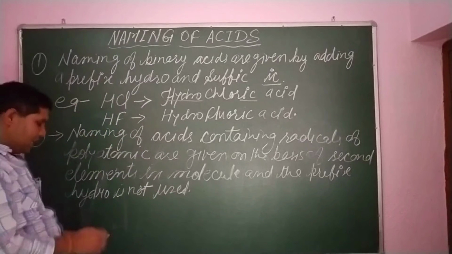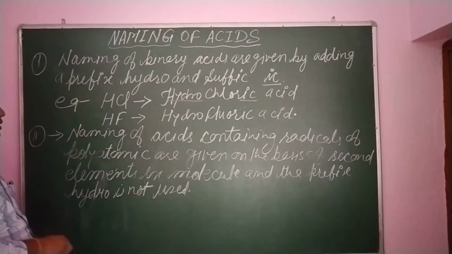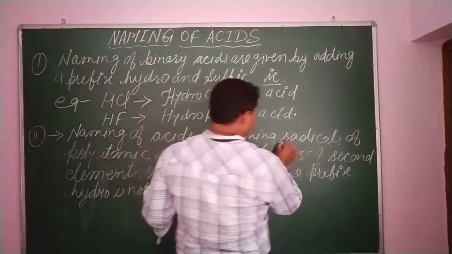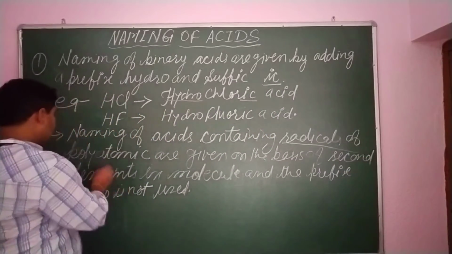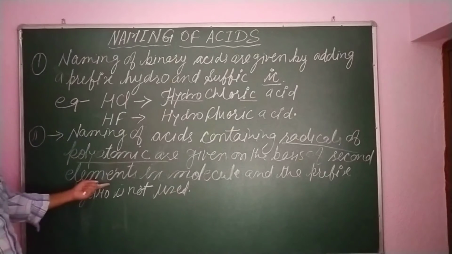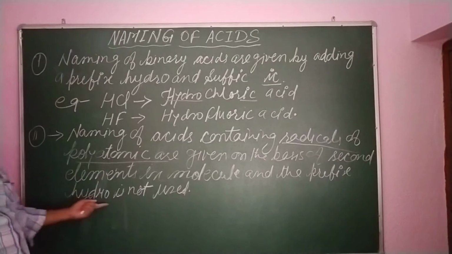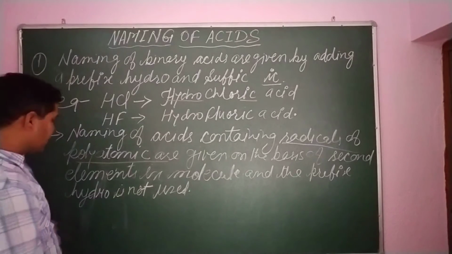So dear student, the second way of naming the acid is naming of the acid containing radicals of the polyatomic group, given on the basis of the second element in the molecule, and the prefix hydro is not being used. Let us understand with the help of an example, dear student.